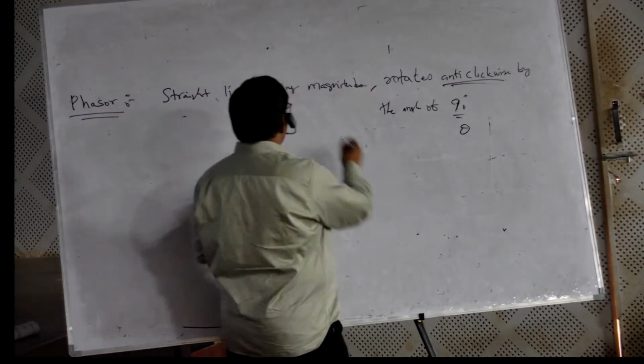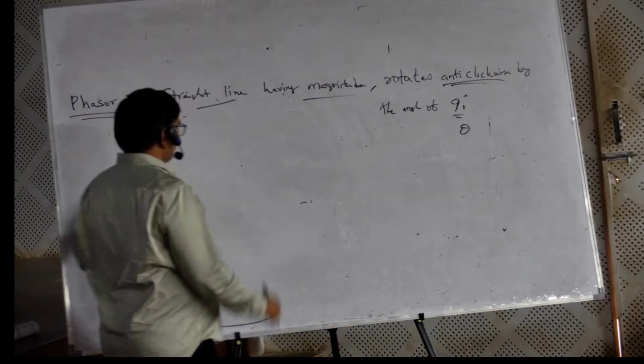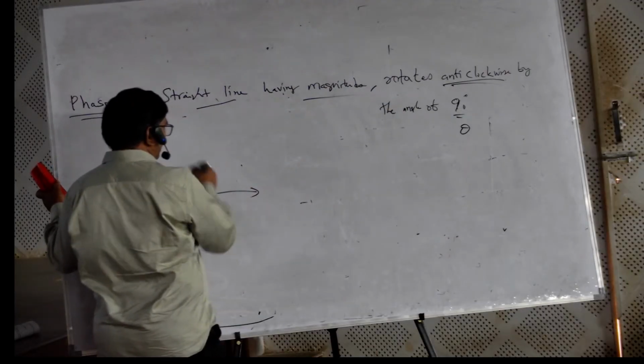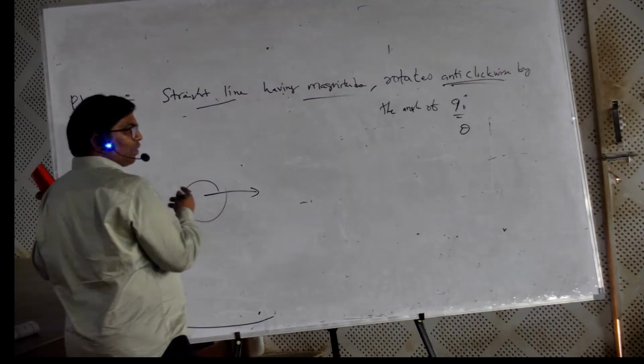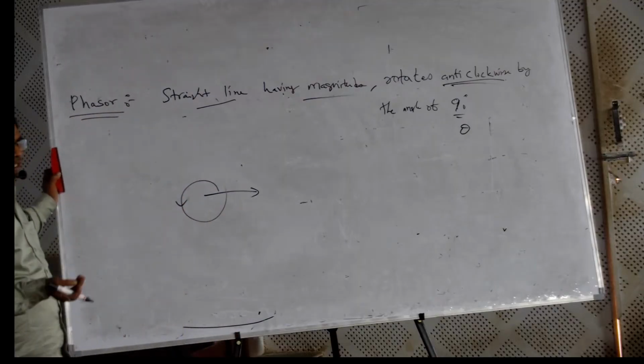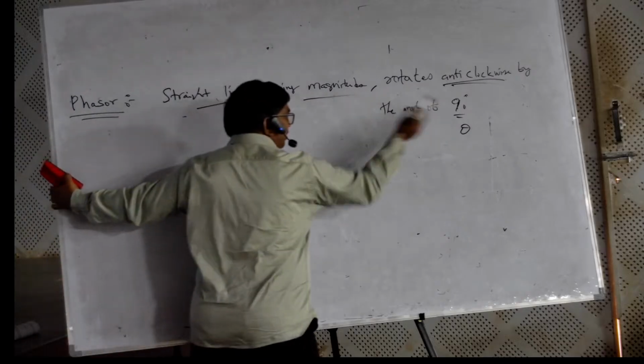And it has a straight line magnitude rotating in the anti-clockwise direction. We are taking only 0, 90, 180, 270, 360. That's why we are using the word 90.